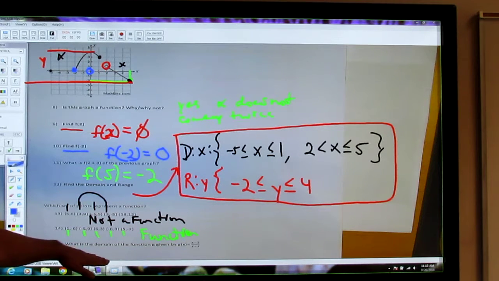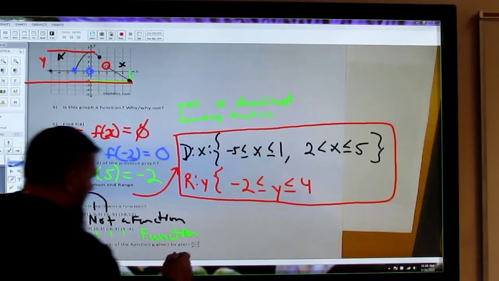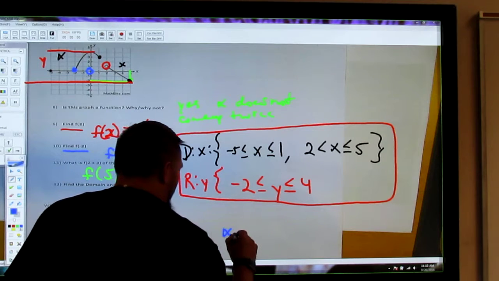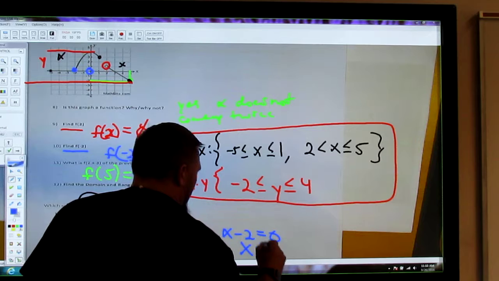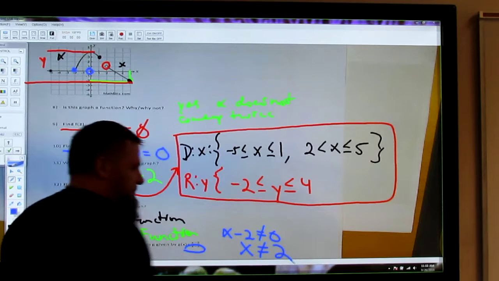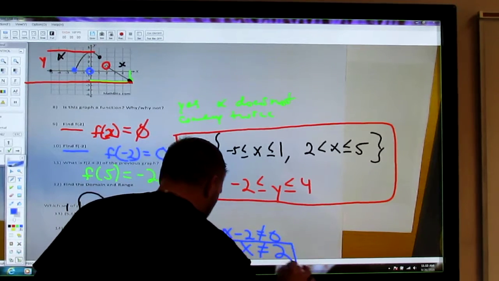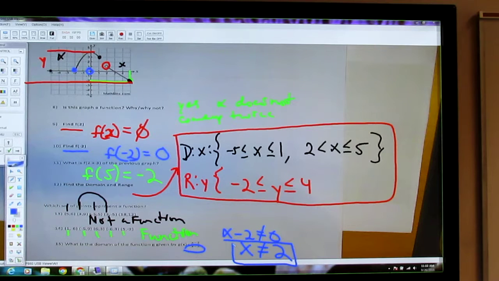Now for this domain and range. All they're asking you for is the domain. What can x not be? 2. The bottom. X minus 2 cannot equal 0. X cannot equal 2. Bro, that confused the heck out of us when we were doing boards that day. It's so annoying. Wait, so easy.